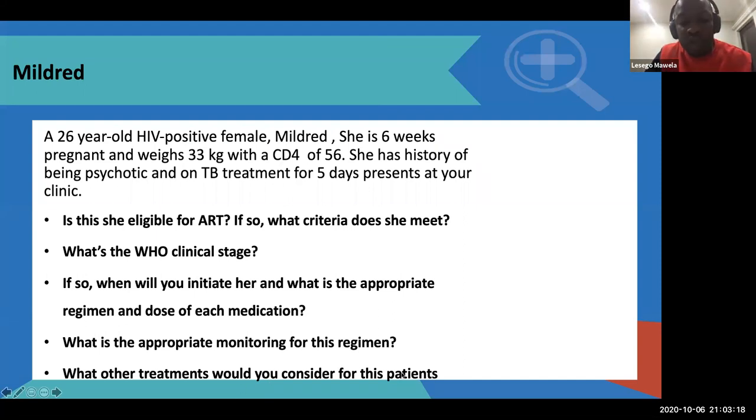And then they say, what other treatments would you consider for this patient? Who wants to add? What other treatments do you want to consider? We are done. Which prophylaxis therapies does she qualify for? And you must refer her. Psychosis in pregnancy, she must be referred. Don't forget that, because we need to ensure that she doesn't cause harm to herself.